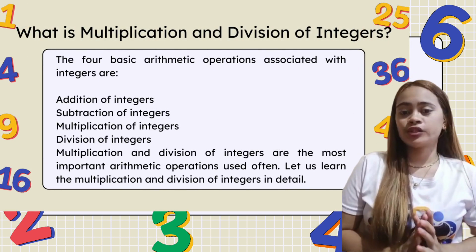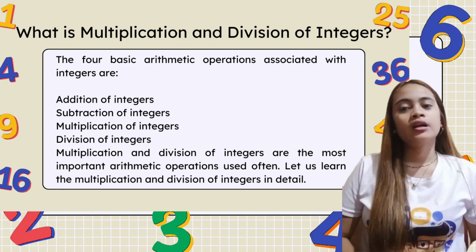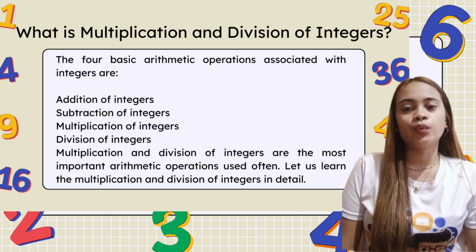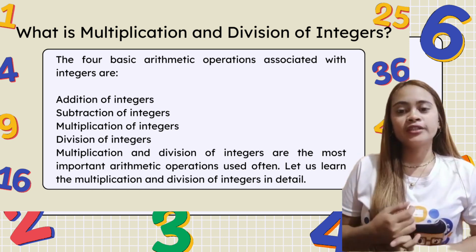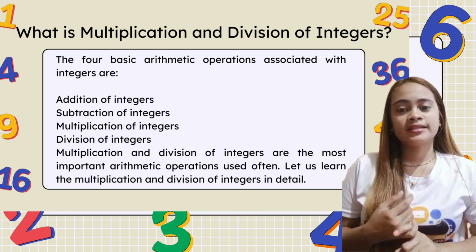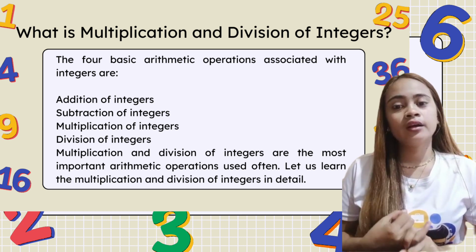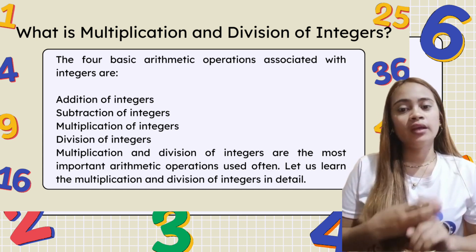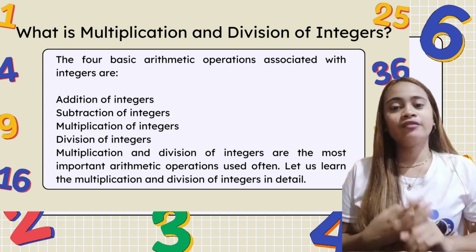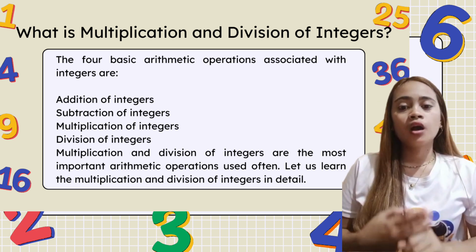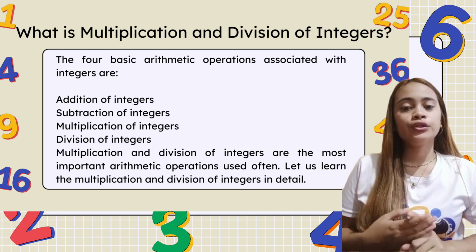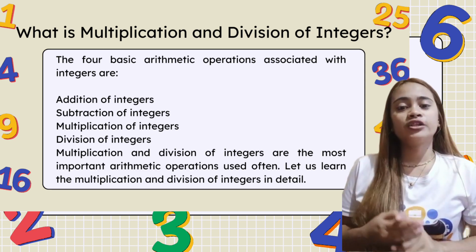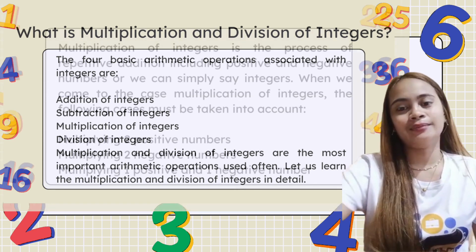What is multiplication and division of integers? There are 4 basic arithmetic operations associated with integers: first is the addition of integers, second, subtraction of integers, third is multiplication of integers, and lastly is the division of integers. Multiplication and division of integers are the most important arithmetic operations used often. Let us learn the multiplication and division of integers in detail.